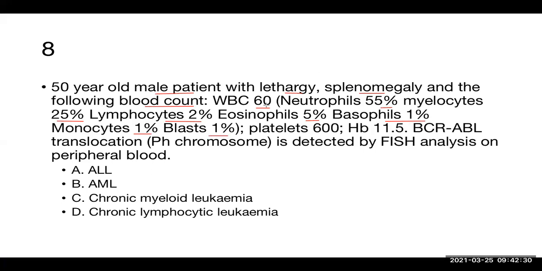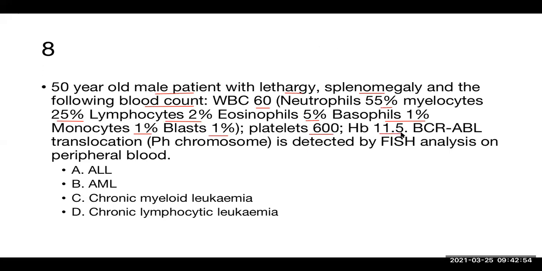This 60, remember, whenever they write like this, it is always 60,000. Okay, WBC count is denoted in thousands, so 60,000. So it is high, and the differential count shows all different types of cells are present. Platelet 600 means 600,000, again very high.